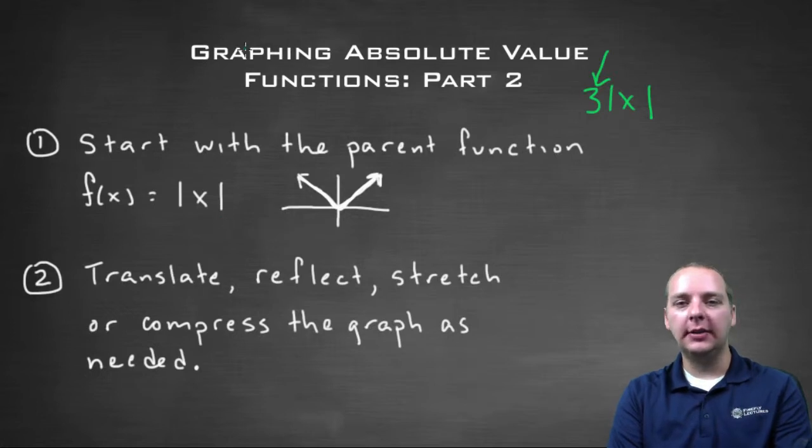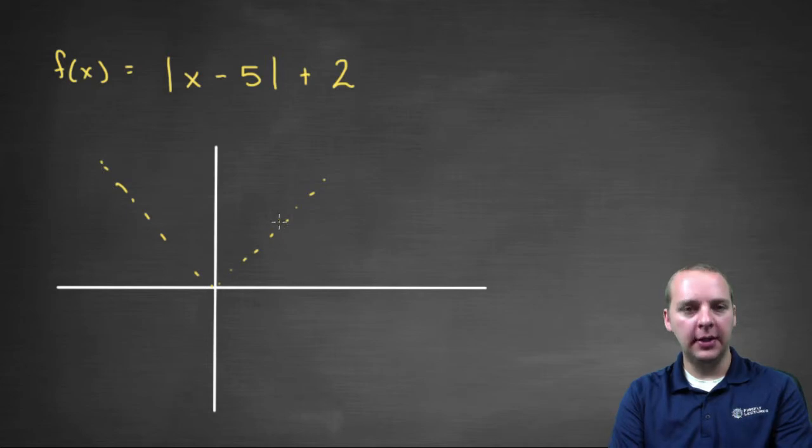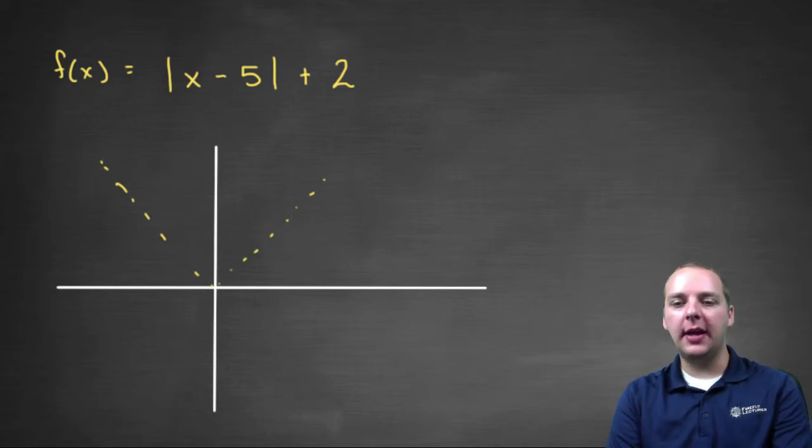All right, so let's look at an example. Here's a quick example. We want to graph the absolute value of the quantity x minus 5, and then +2. What we can do is start with just our generic plain absolute value graph, which I'll do lightly. This is not actually part of the graph, but I'll go ahead and lightly put it in there anyway.